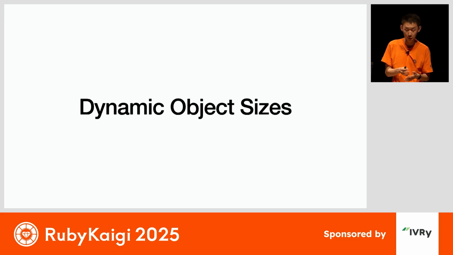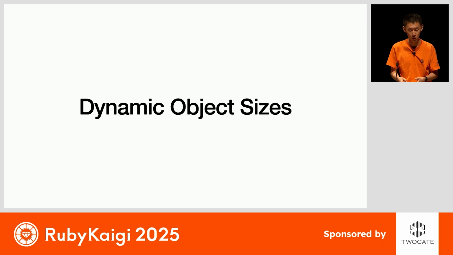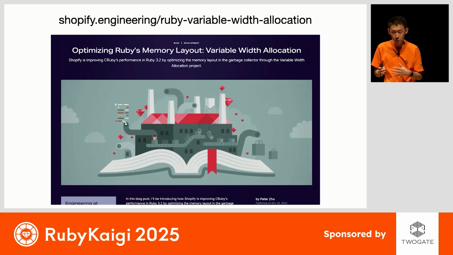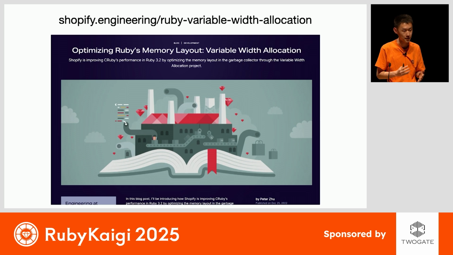However, it was inefficient for memory usage because there was additional space required to store pointers to other regions of memory. And it was also bad for performance because it required more memory reads to access the data for the particular object. So in Ruby 3.2, I co-authored variable width allocation, which allowed the garbage collector to allocate dynamic slot sizes.